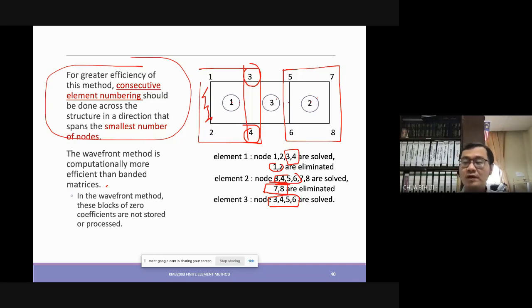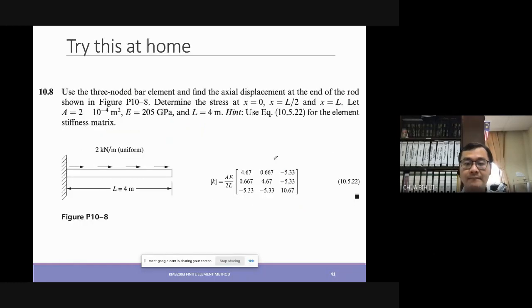Any questions so far? You may try this exercise or example at home. It may increase your understanding of what we have learned so far, especially on how to find the stress. Any questions so far? No questions, sir. All right.